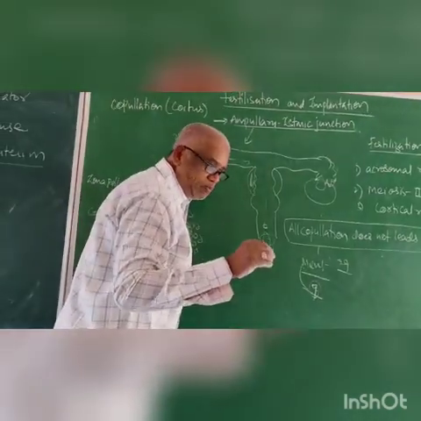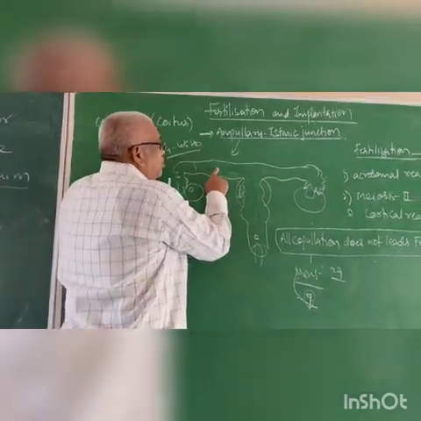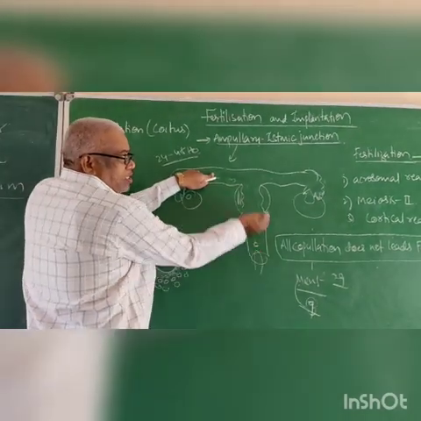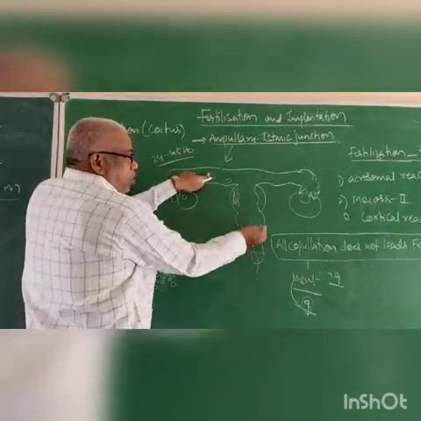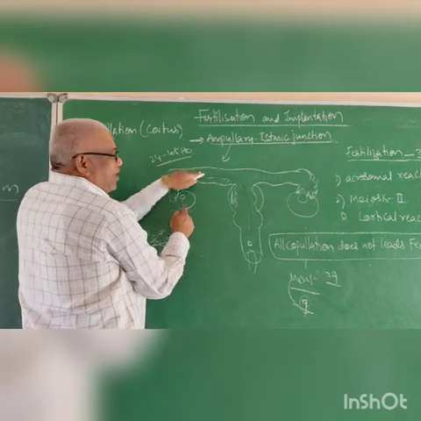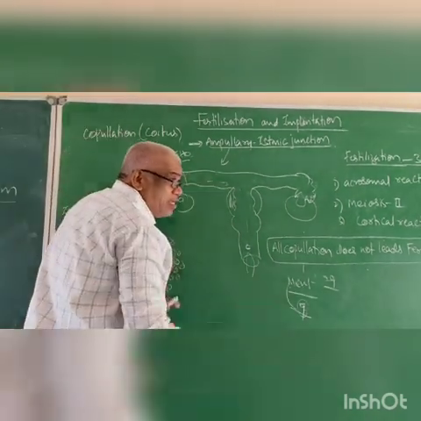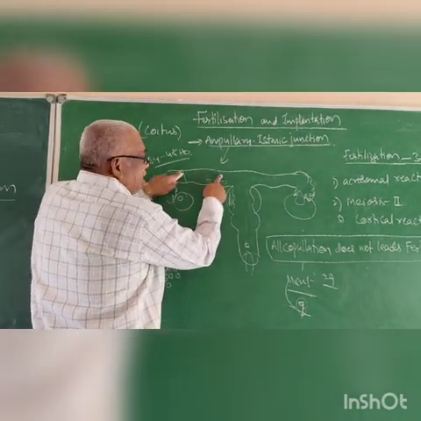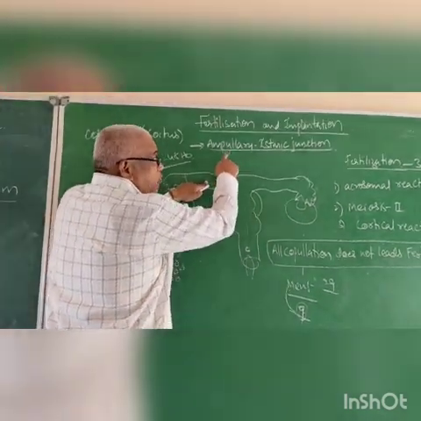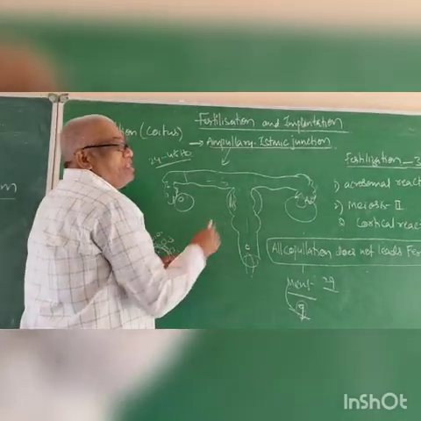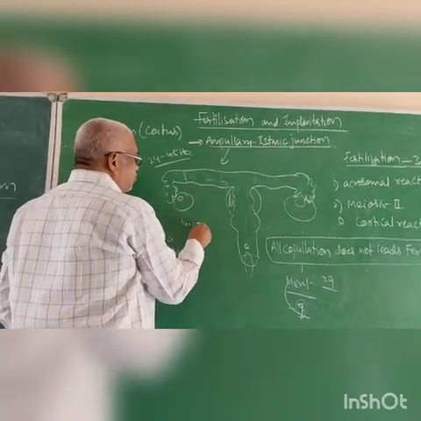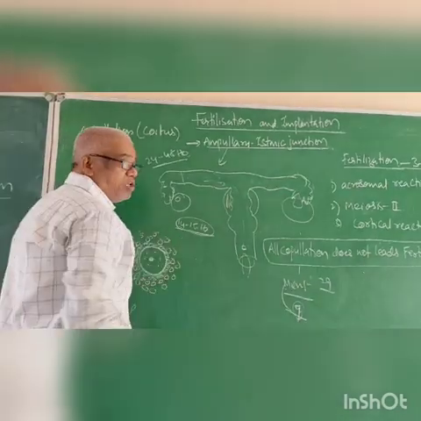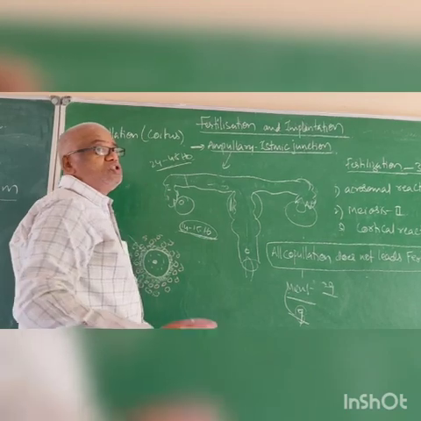That means this is the place, the ampullary-isthmic junction. From this side, sperm, from this side, egg. Simultaneously, egg and sperm reach the junction. That is maybe the 14th, maybe 15th, maybe 16th day. This is the 3 days. If copulation occurs, fertilization is possible.